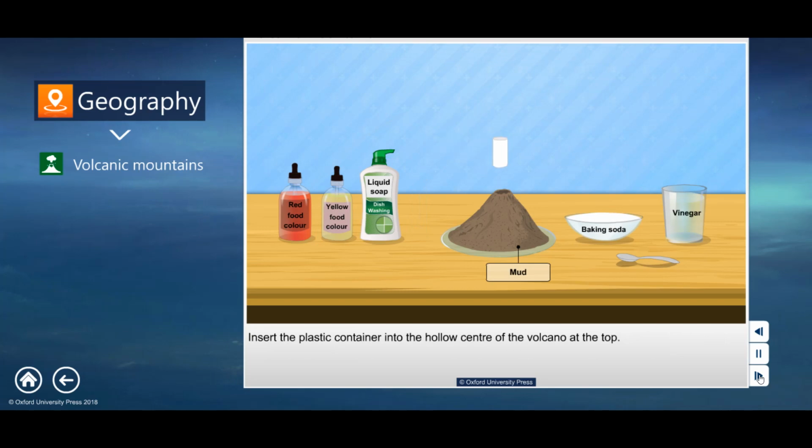Insert the plastic container on the hollow center of the volcano at the top. Add 2 spoonsful of baking soda.